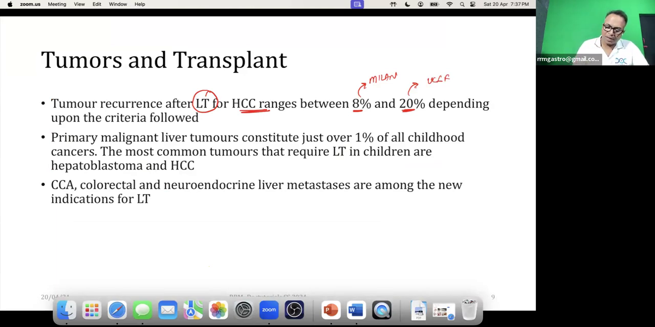Primary malignant tumors constitute just over 1% of all childhood cancers, and the most common tumor that requires liver transplant in children is hepatoblastoma. So don't forget, cholangiocarcinoma, colorectal secondaries, and neuroendocrine secondaries are now transplanted.